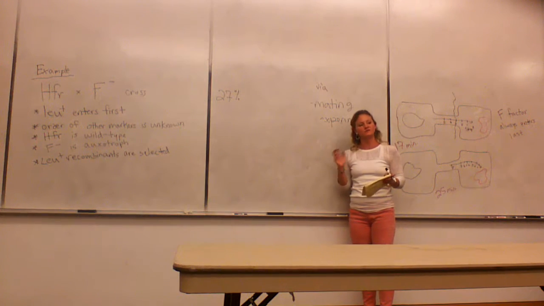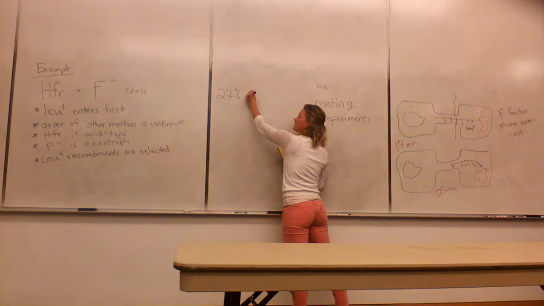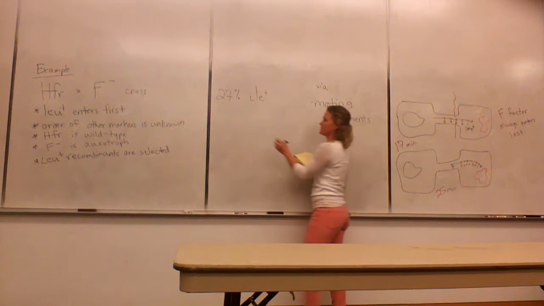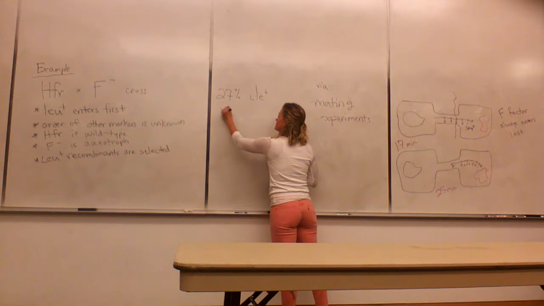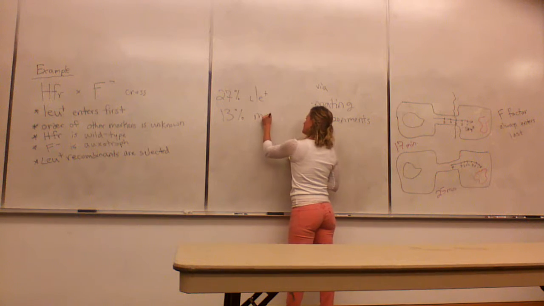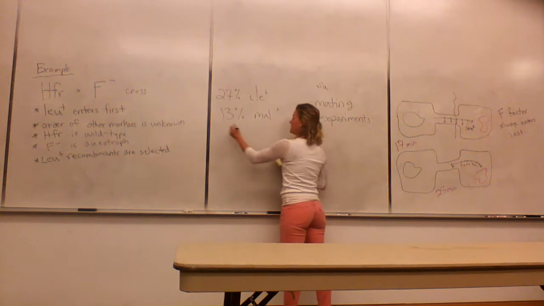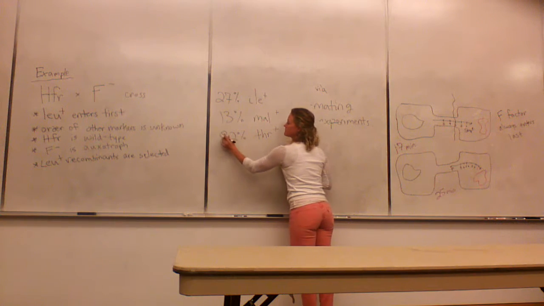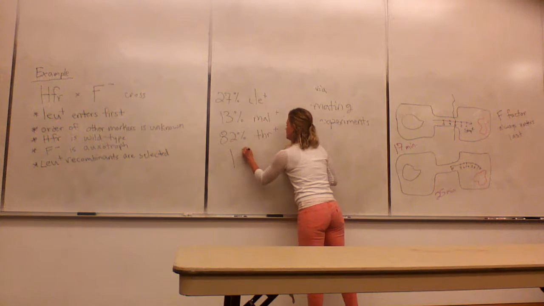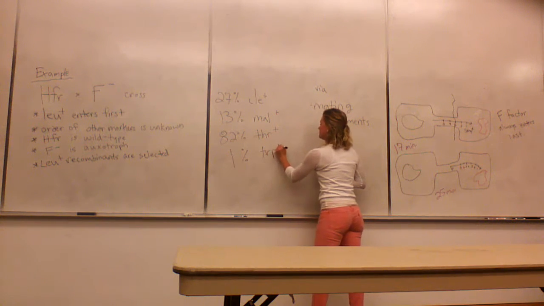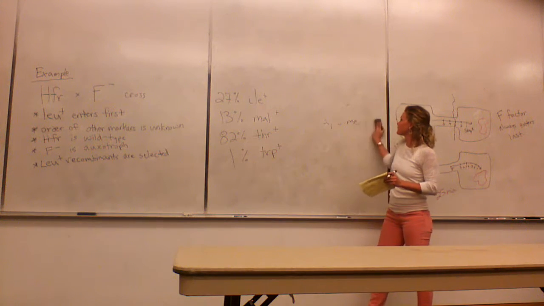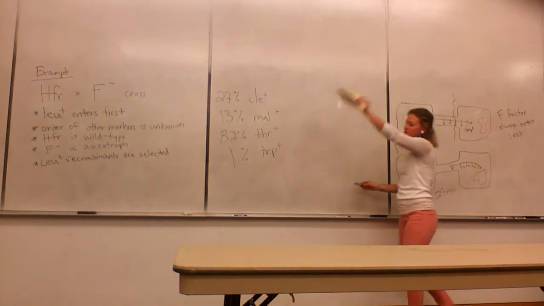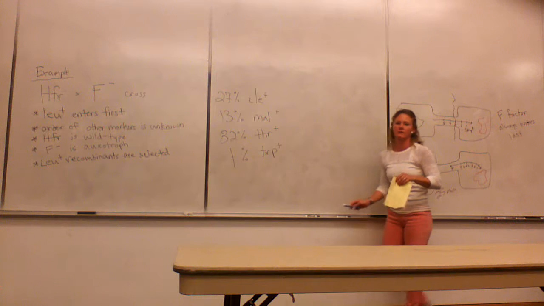These are all in percentages, so percent of your total bacterial population of cells. You have 27% isoleucine, 13% maltose, 82% threonine, and 1% tryptophan. So this would be all the information for this particular problem that you'd be given.